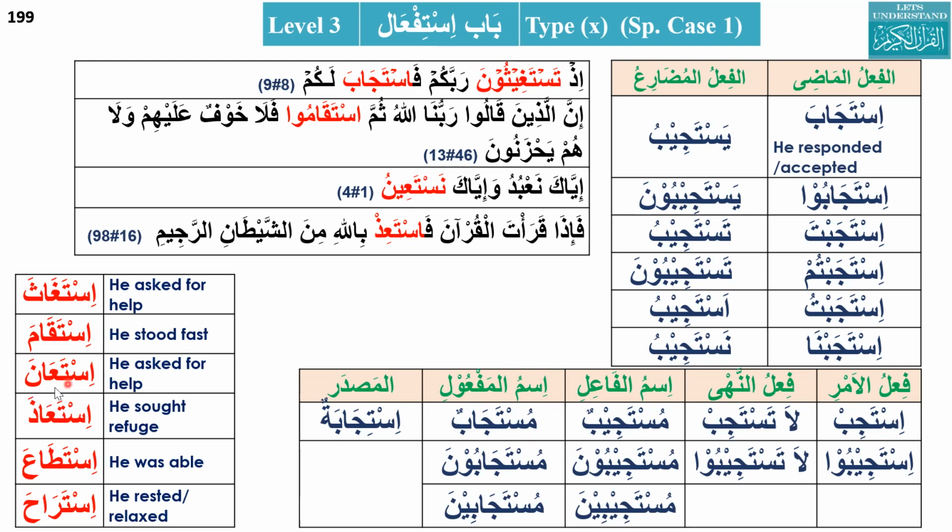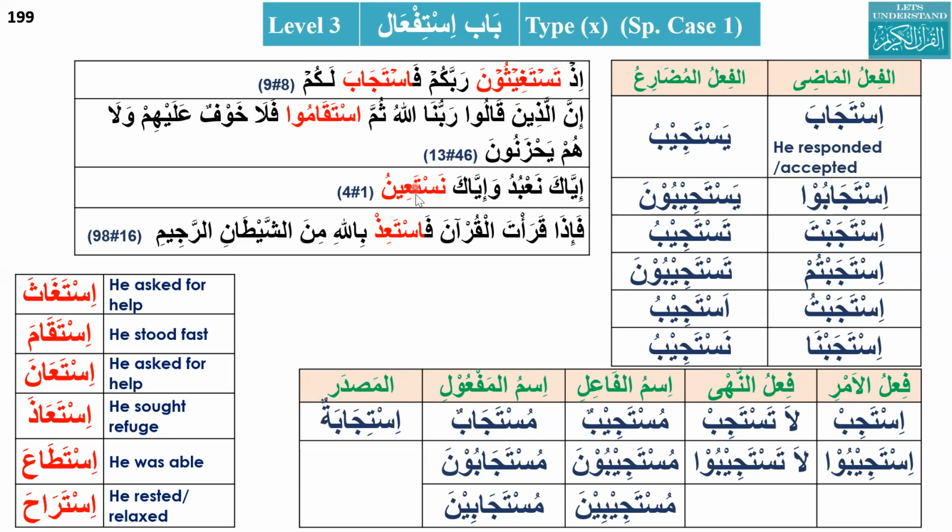Ista'ana. Can you please start with ista'ana with translation and reach nasta'inu? Okay. Ista'ana, he asked for help. Ista'anu, they asked for help. Ista'anta, you asked for help. Ista'antum, you all asked for help. Ista'antu, I asked for help. Ista'anna, we asked for help. Yasta'inu, he asks for help. Yasta'inuna, they ask for help, or they will ask for help. Tasta'inu, you ask for help. Tasta'inuna, you all ask for help. Asta'inu, I ask for help. Nasta'inu, we ask for help.